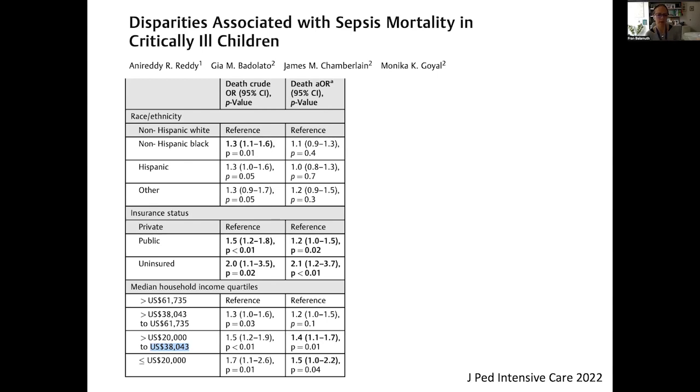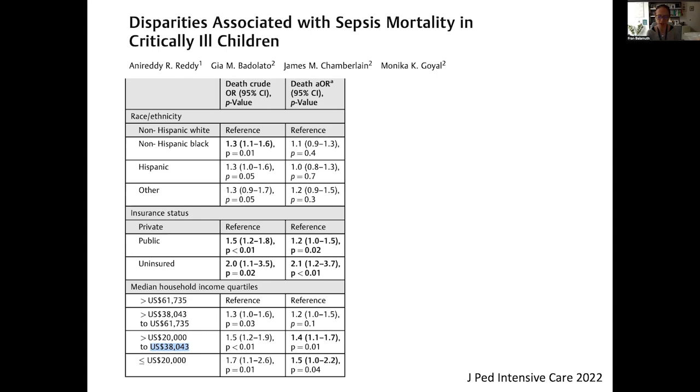But this is just to note, and this is US data, that there have been longstanding disparities associated with sepsis outcomes, both in adults and children, across race as well as across class. And this is an article by Dr. Reddy in 2022, really showing association with increased sepsis mortality, especially with insurance status as well as with lower household incomes, although there was also an association with non-Hispanic Black race.